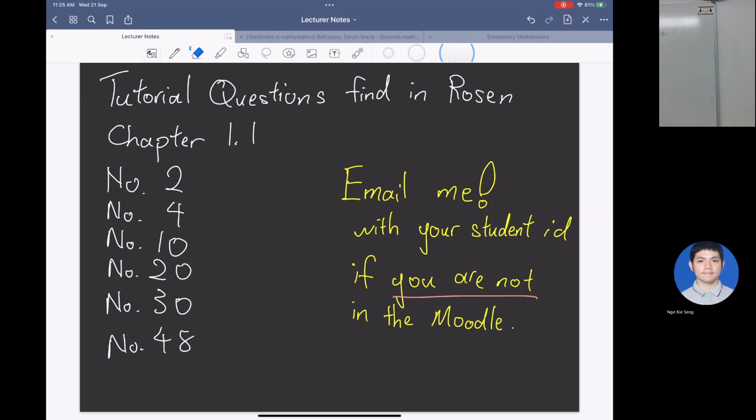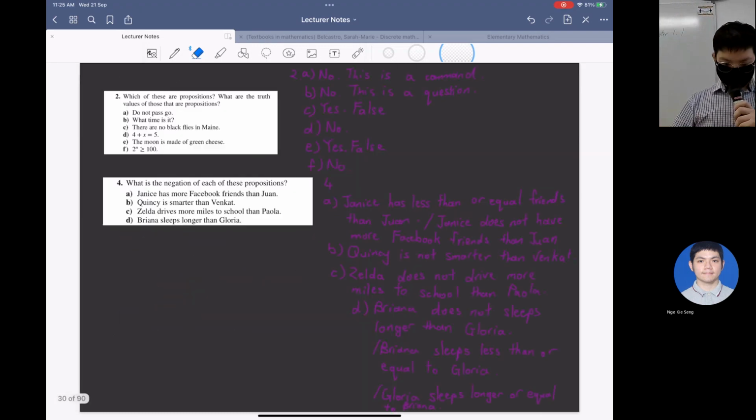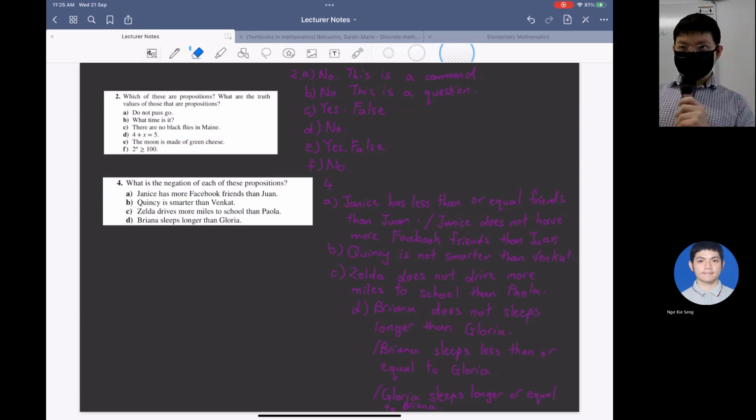Okay, I think we should start. Hello. Okay. So I think some of you have finished already, so we should start now. Which of these are propositions? Maybe we start with that row, then one by one go back.